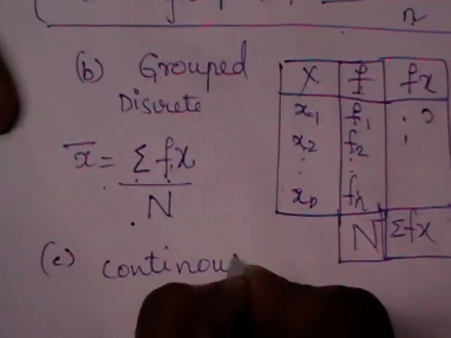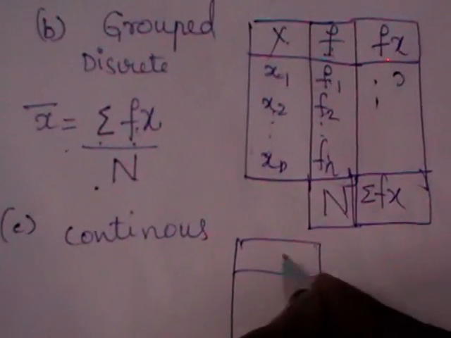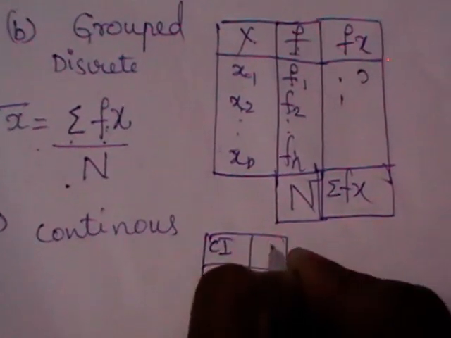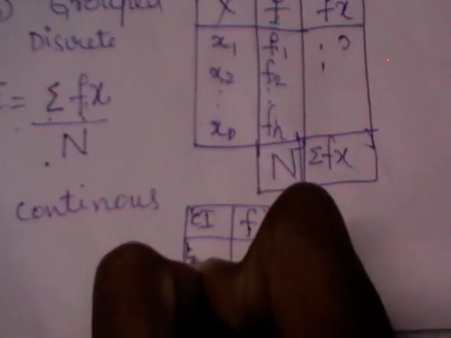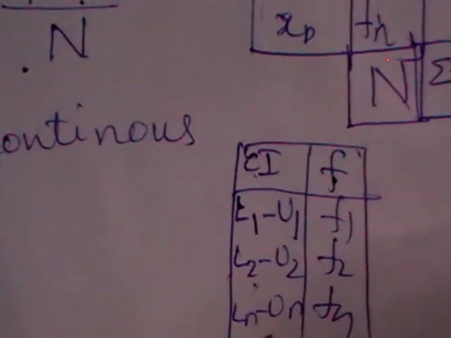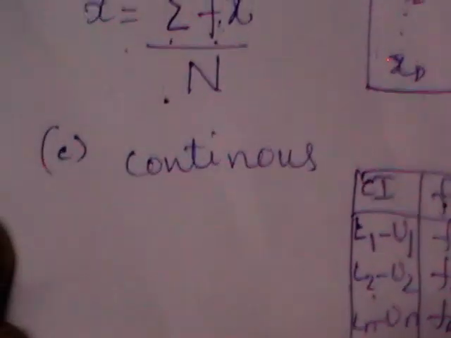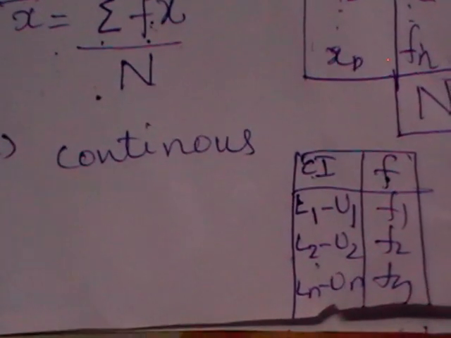When you have continuous data, you will have two columns. The first one we call the class interval, the second one we call the frequency. A class interval means you will have a lower limit and an upper limit, lower limit to upper limit, l1 to u1, f1. This is the structure of the continuous frequency distribution. What is the difference between discrete and continuous? Under discrete, under each variable you will have single values. Under continuous, you will have a lower limit and an upper limit. No change in the formula, sigma fx by n.